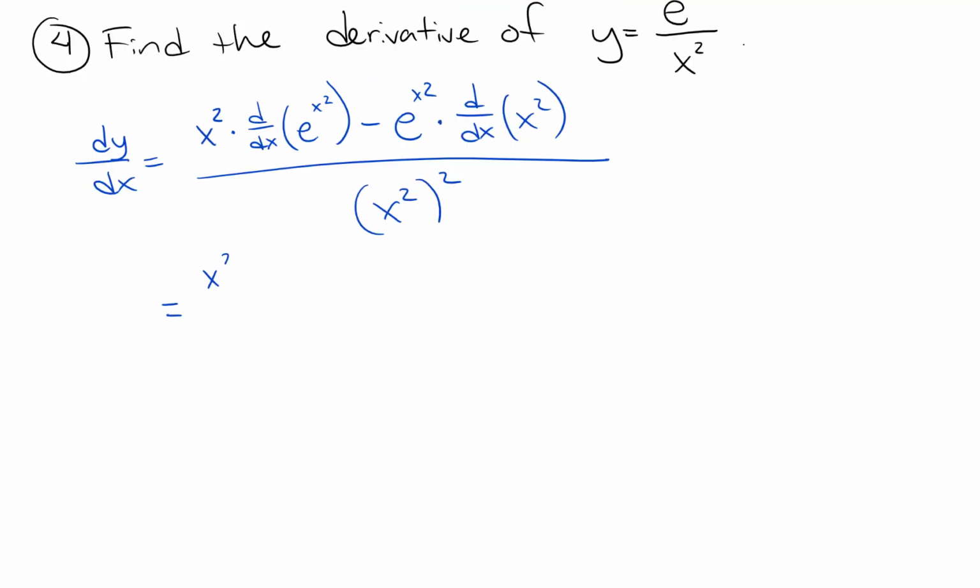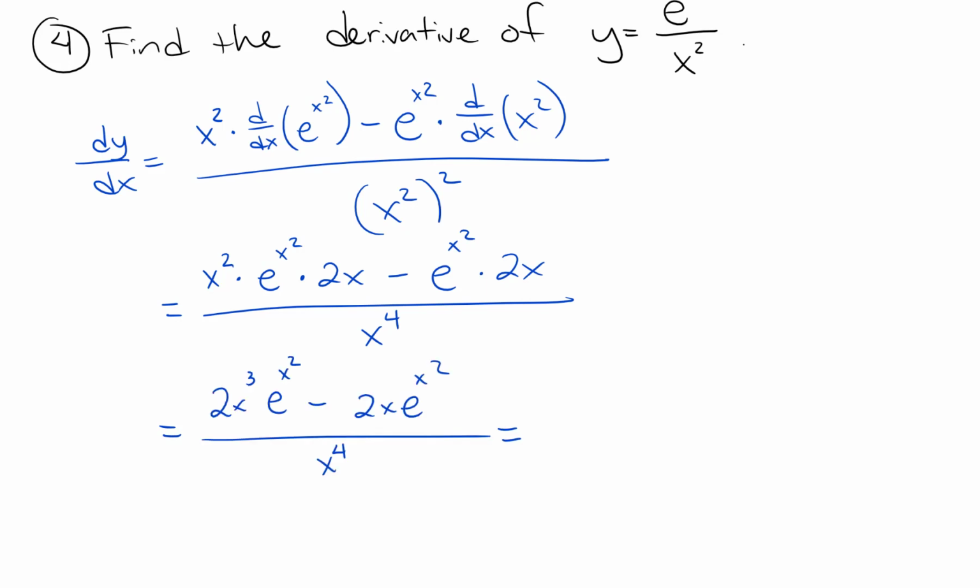Now evaluating those derivatives. I have a chain rule right there. That's where this extra 2x came from: it was the chain rule when I evaluated the derivative of e to the x squared. And the derivative of x squared is 2x, all over x to the 4th. So we've got our derivative now. We're just going to clean this up and make it look a little bit nicer.